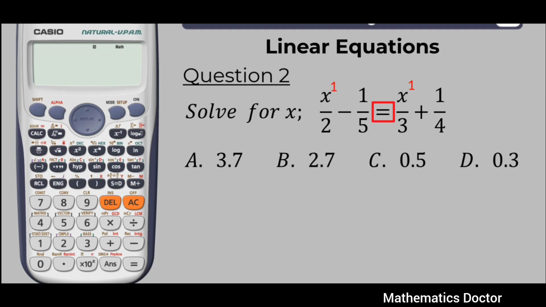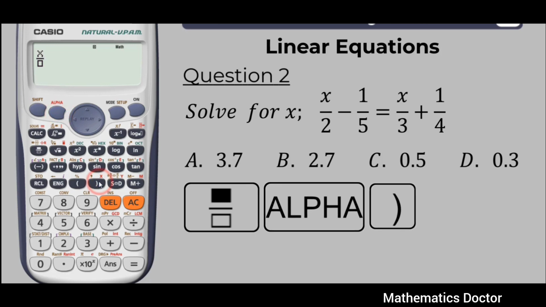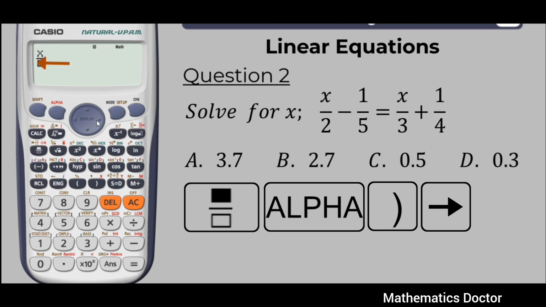First of all, we must input this question or write the same equation on the calculator. This is how we do it. Since there is a fraction, press the fraction key. Now the fraction key has the numerator as x, and x is pressed by alpha and the bracket close. So you can press alpha and the bracket close to get x. Now shift the indicator to the denominator by pressing the arrow key to the right hand side. So when you press the arrow key to the right hand side, the indicator is at the denominator.